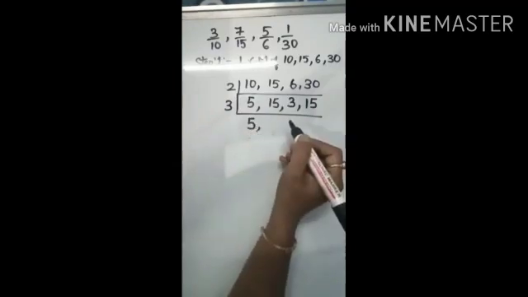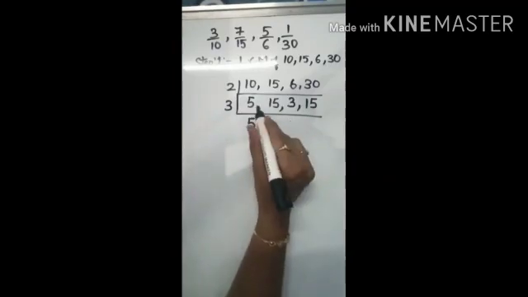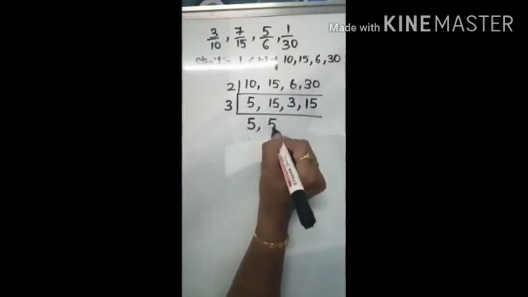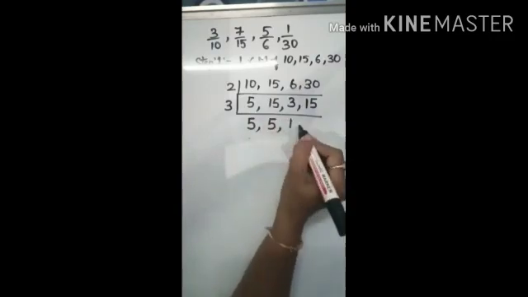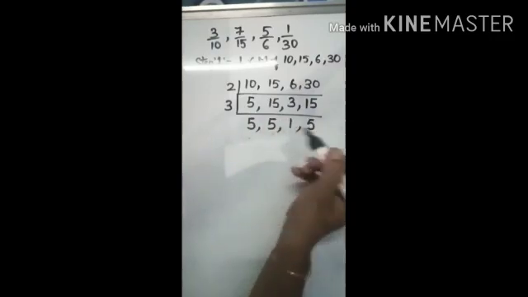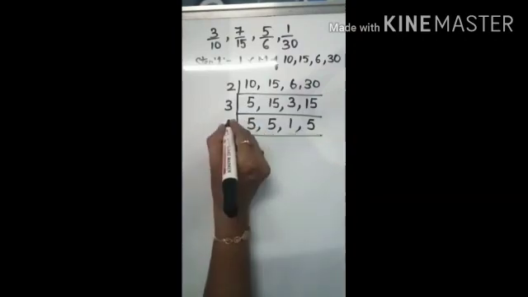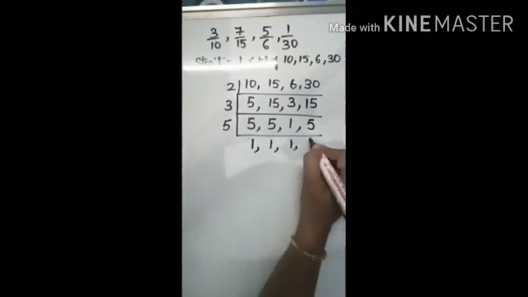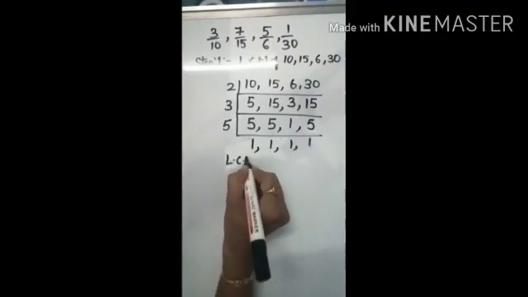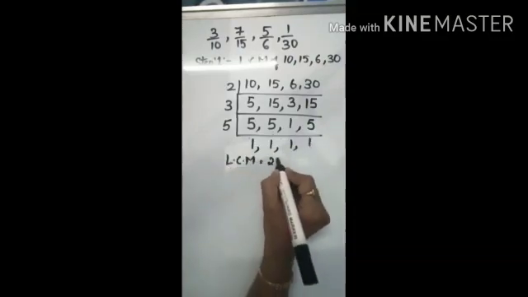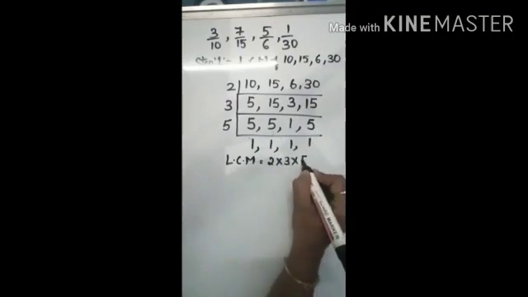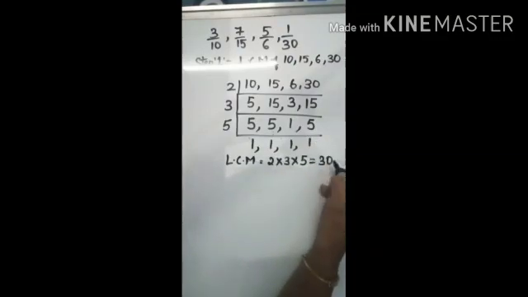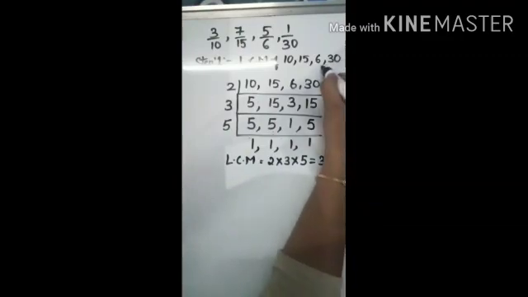5 as it is, because 5 doesn't go in the 3 table. Next is 15. 3 5s are 15. 3 1s are 3. Again 3 5s are 15. The last one is 5. 5 1s are 5. 1 as it is, and 5 1s are 5. So the LCM will be 2 into 3 into 5, that is 30. So the LCM of 10, 15, 6 and 30 is 30.